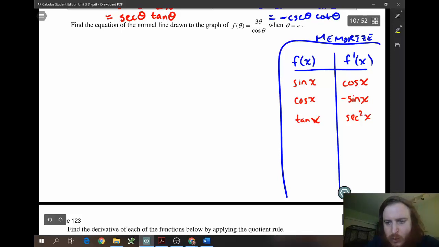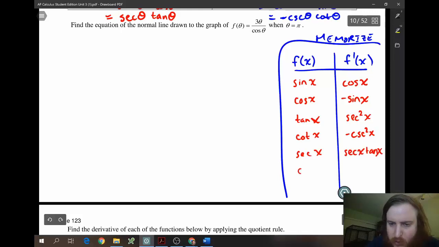And then we can do it again for cosecant, secant, and cotangent. So I like to group these. I like to group sine and cosine, they're kind of friends. I like to group tangent and cotangent, they're kind of friends. So the derivative of cotangent is negative cosecant squared x. And then I group secant of x, whose derivative was secant x tangent x. And then cosecant of x, its derivative was negative cosecant x cotangent x.